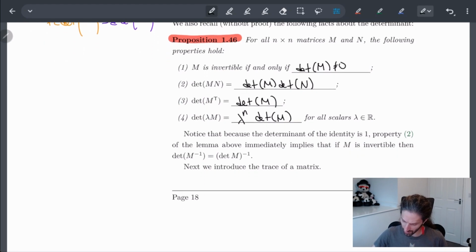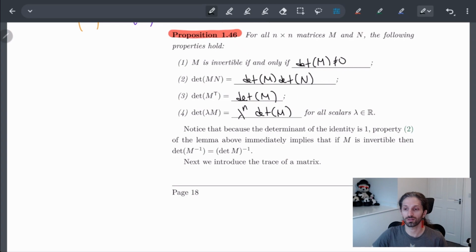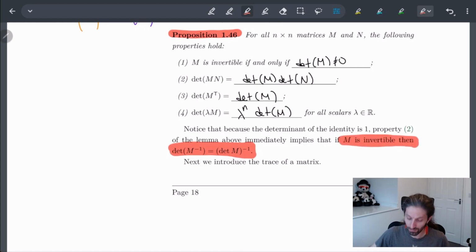Now, the determinant of the identity is equal to 1. What we also end up having is the following. We can show from number 2 that if M is invertible, then the determinant of the inverse is equal to the inverse of the determinant. So it's pretty nice. So that's determinant. This is something we should have seen before.